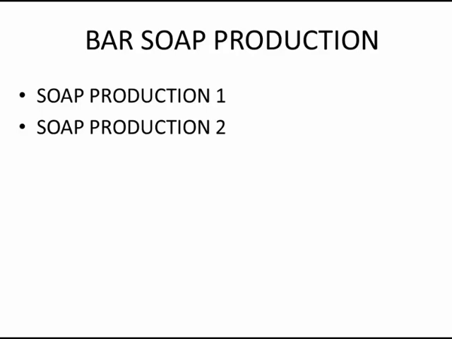Then production 2 is when you add all of these things together, which gives you your soap. So production 2 is about adding everything together, including the perfume, the silicate, and everything else, to produce your soap.